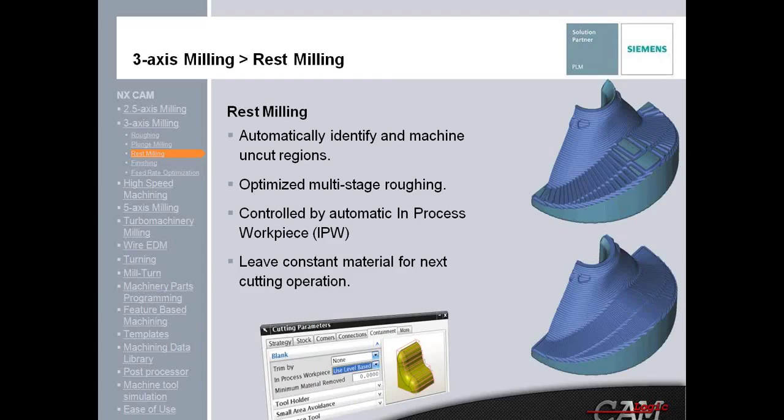Along the lines of the IPW or in-process workpiece, NX does a great job calculating rest milling, automatically identifying any machine uncut regions. This optimizes multi-stage roughing. So in instances where we're maybe doing some 3+2 machining or using a rotary table and indexing the part, NX will automatically keep track of where there's material and on the next operation avoid creating tool path in an area where the material has already been removed. It leaves consistent material, obviously, for your finishing tool paths.